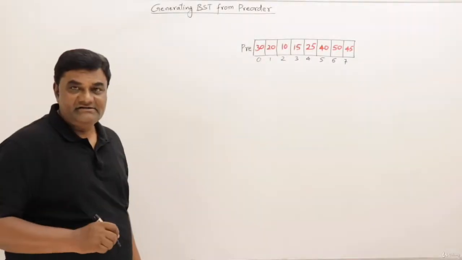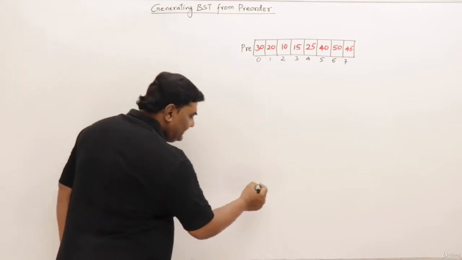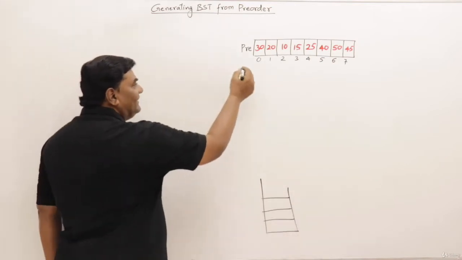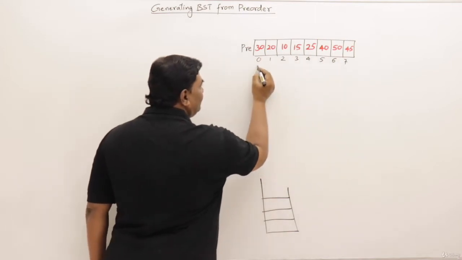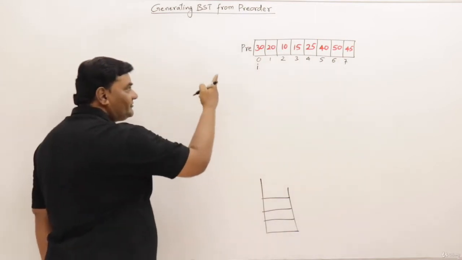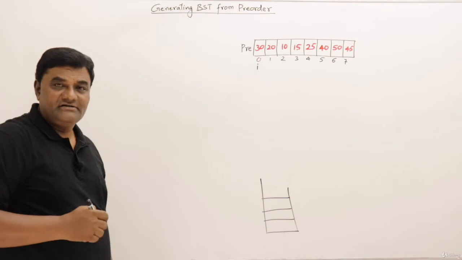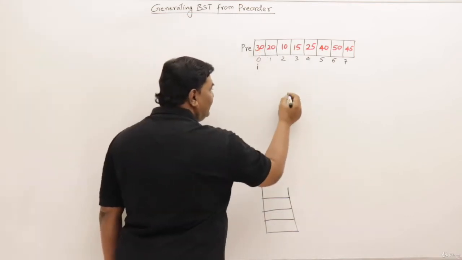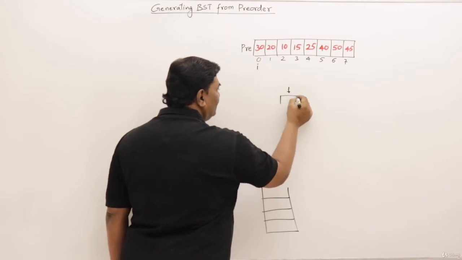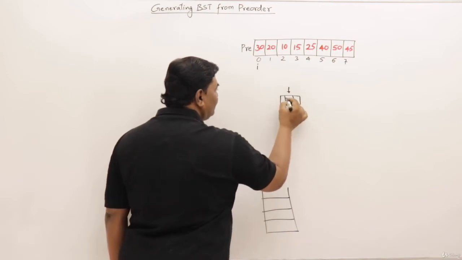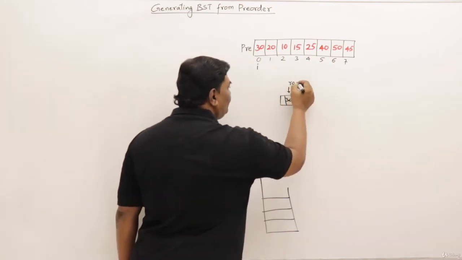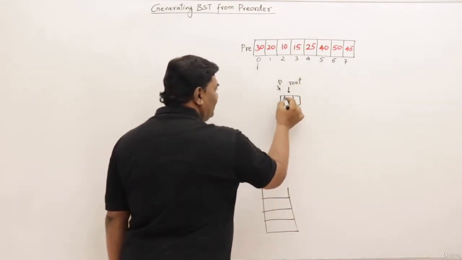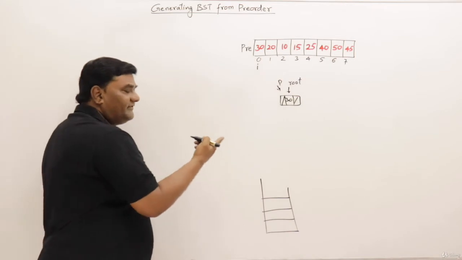Let us create a binary search tree. For this procedure, I need a stack, so I'll take a stack. Let us start. Scan through this pre-order by taking one element at a time. Right now we are at the first element, that is pre of 0. For the very first key, create a node, make root point on it, and also take some temporary pointer p pointing on it. This is the very first node.